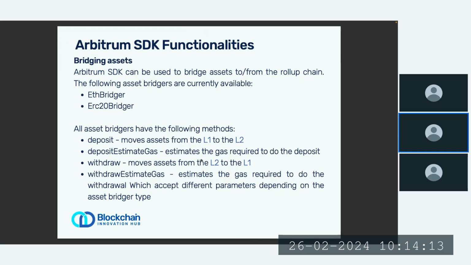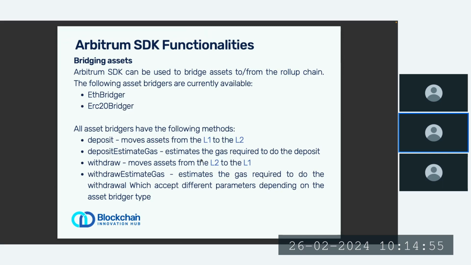Now we have two that are currently available. We have the ETH bridger, which is used to move ETH itself. ETH is the native token for Ethereum and Arbitrum. And then we have ERC20 bridgers. So if you want to transfer tokens from Ethereum to Arbitrum, there's the ERC20 bridger. For the ETH bridger, we'll look at it today and see how to deposit tokens. For the ERC20 bridger, we'll dive into that tomorrow, right?